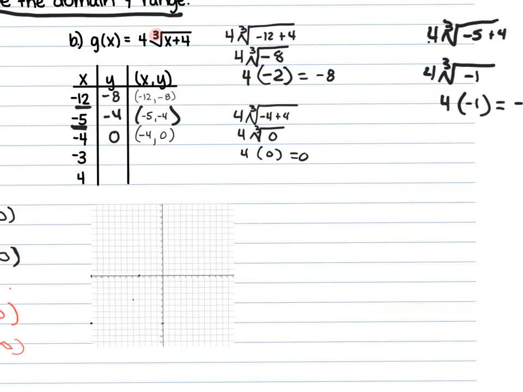We'll do 2 more. We've got 4 times the cube root of -3 plus 4, which would be 4 times the cube root of 1. What's the cube root of 1? 1. And 4 times 1 is? 4. So we get the coordinates -3, 4.